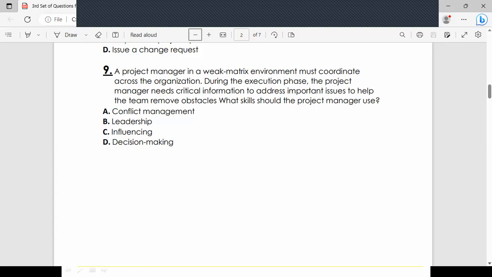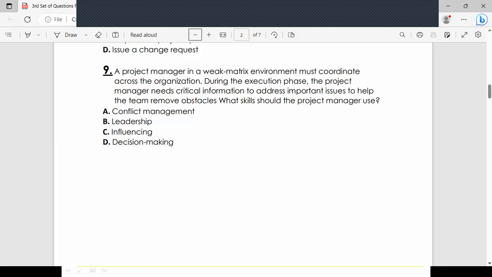During the execution phase, the project manager needs critical information to address the important issue that will help the team to remove the obstacles. What skills does the project manager have to use? This is a straightforward people skills exam question. Conflict, leadership. But it is a weak matrix. Decision making: the functional manager will have the power, right? You will be a temporary project manager. So the people have to listen to you. Then leadership.